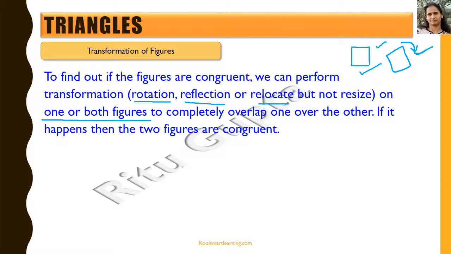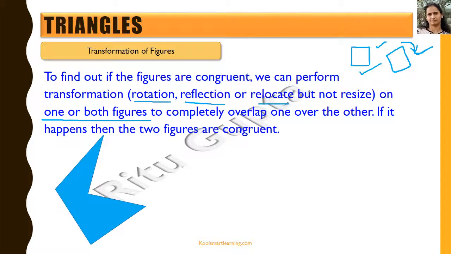So we can actually perform this transformation on either one or both the figures, and if after this kind of transformation they overlap each other, then they are congruent to each other. And if they don't overlap each other, then they are not congruent to each other.